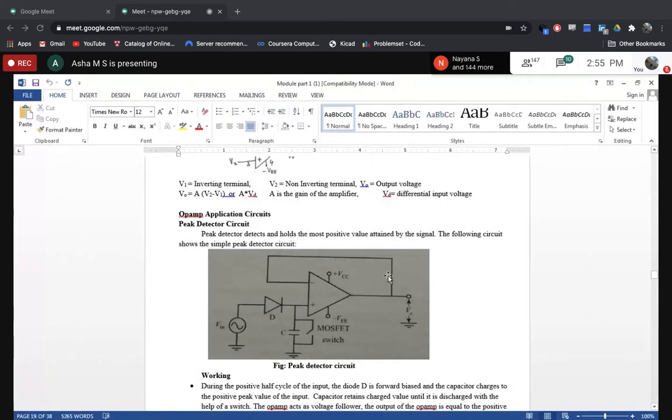So guys, this peak detector is the circuit which is going to detect the peak of an input wave. What is the necessity of detecting the peak? If we have the input waveform as a sine waveform with an amplitude of 10 volts, then 10 volts will be the maximum peak. If it is 10 volts peak to peak, then 5 volts is the maximum peak.